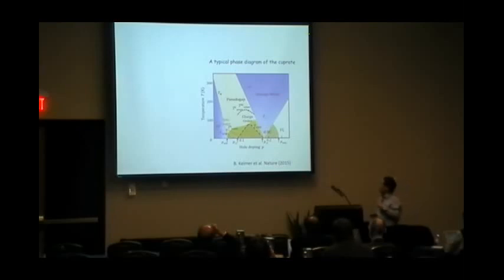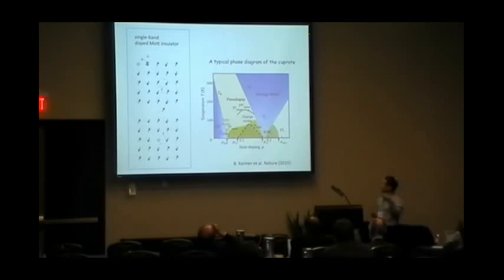And also, if you go to higher temperature or slightly higher doping, you reach the so-called strange metal phase, which remains one of the most mysterious states of the cuprates. Okay, so it's very, very rich. The interesting question and also challenge is that in such a single-band t-J model, the so-called t-J model, there's only one type of electron.